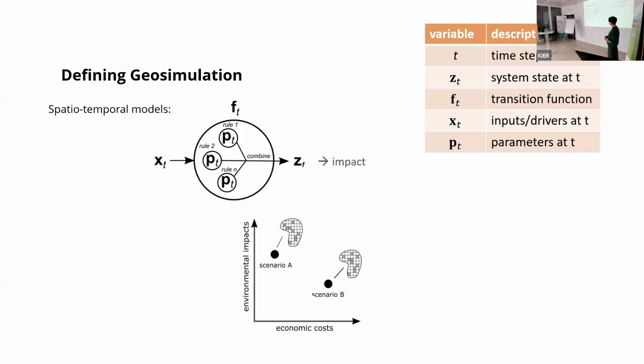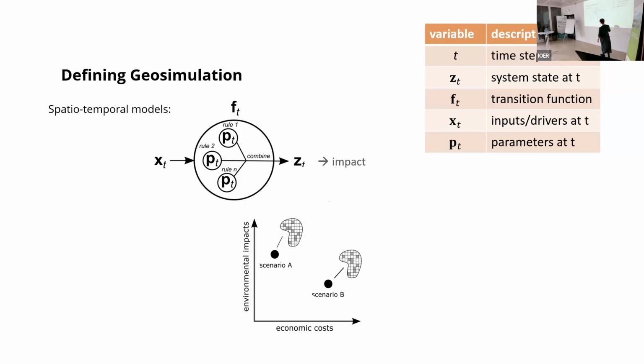We often use spatiotemporal models in combination with scenarios. Scenarios are certain storylines of how we envision the future of that system, and they often come as what-if questions. What would happen to the state of this system if we implement a certain policy, if we do another intervention in that system? And then what we do is plot the states of the system and their impacts.